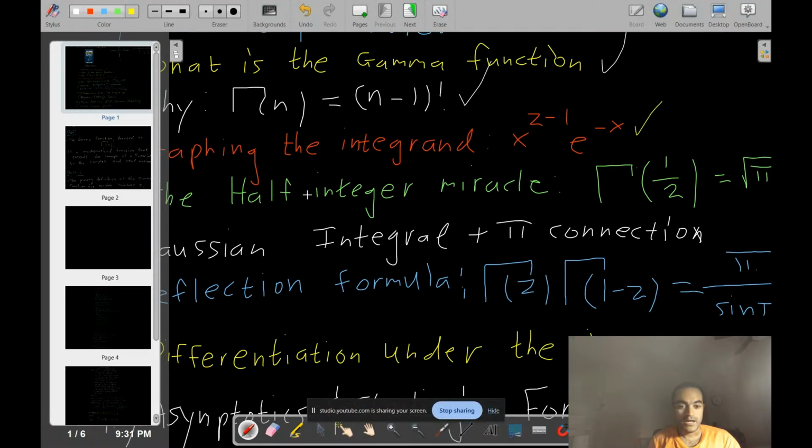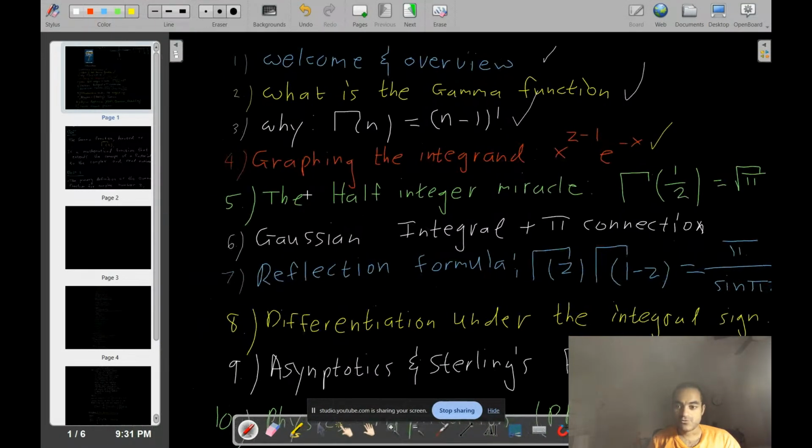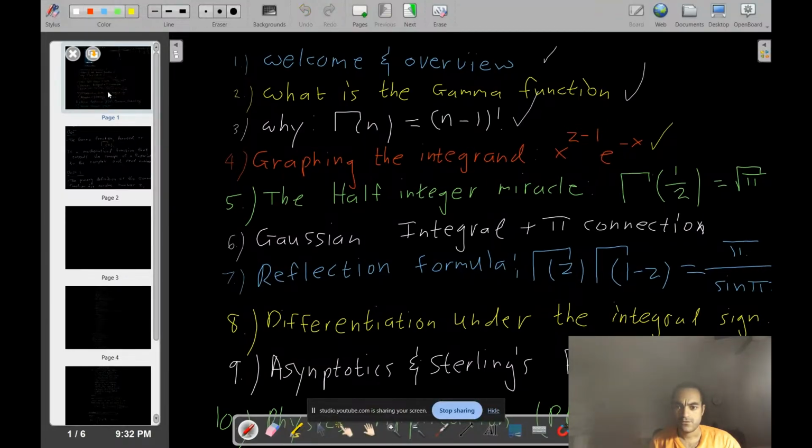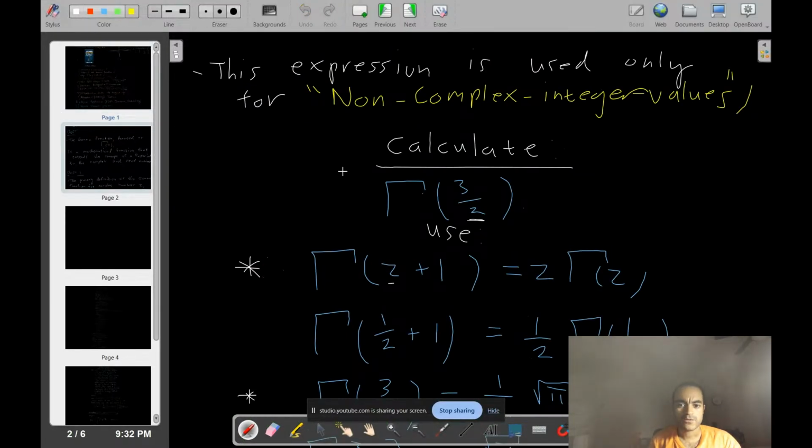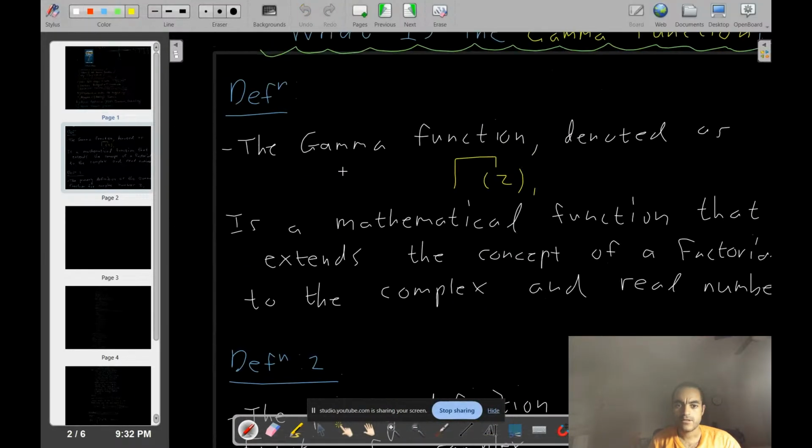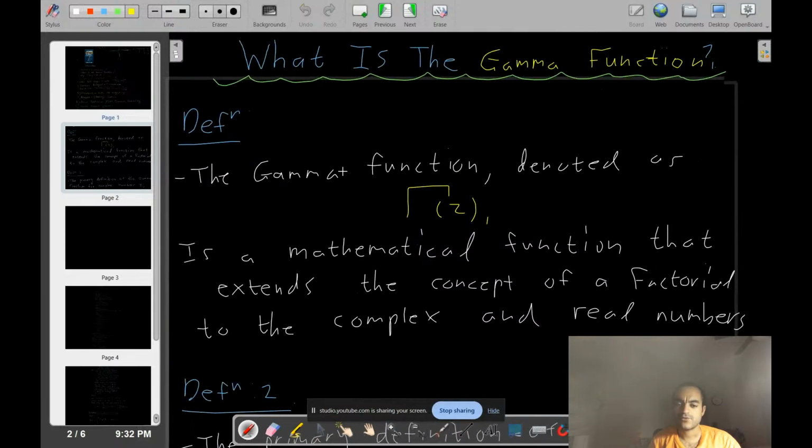All right, so continuing, the half integer miracle: gamma of 1/2 is equal to root pi. As I said, I won't go into number 5 right away. I may need to reiterate the definitions of the gamma function because some people are coming in, and otherwise they won't know what I'm talking about. So where was I? Let me go back here. What is the gamma function? That's what I was talking about.